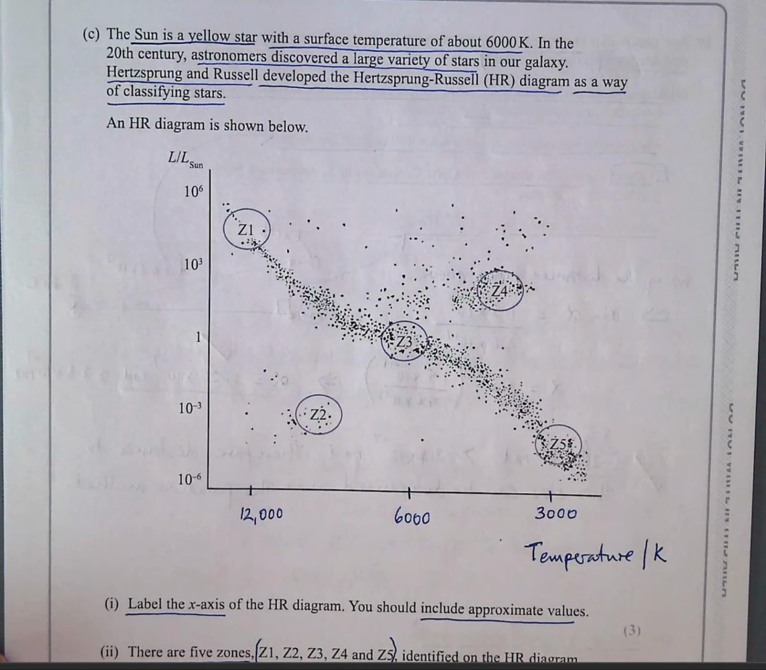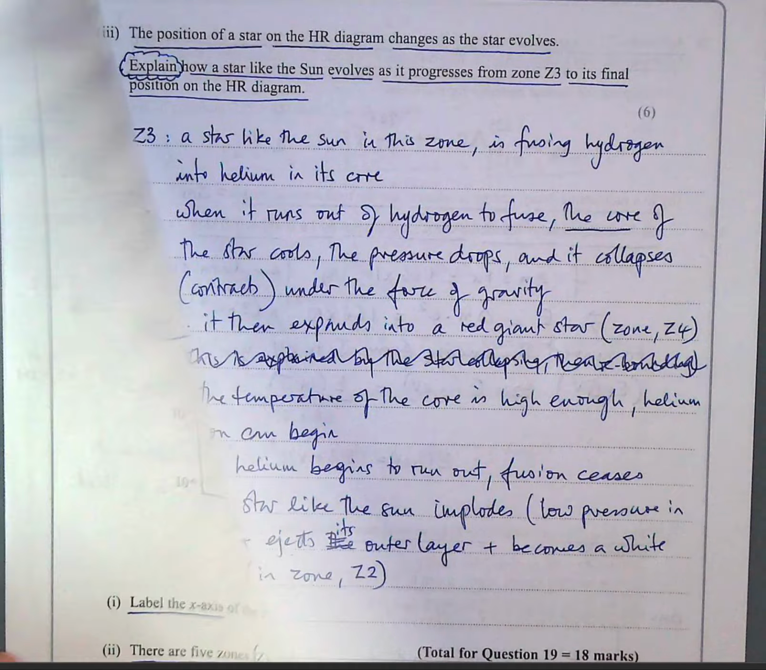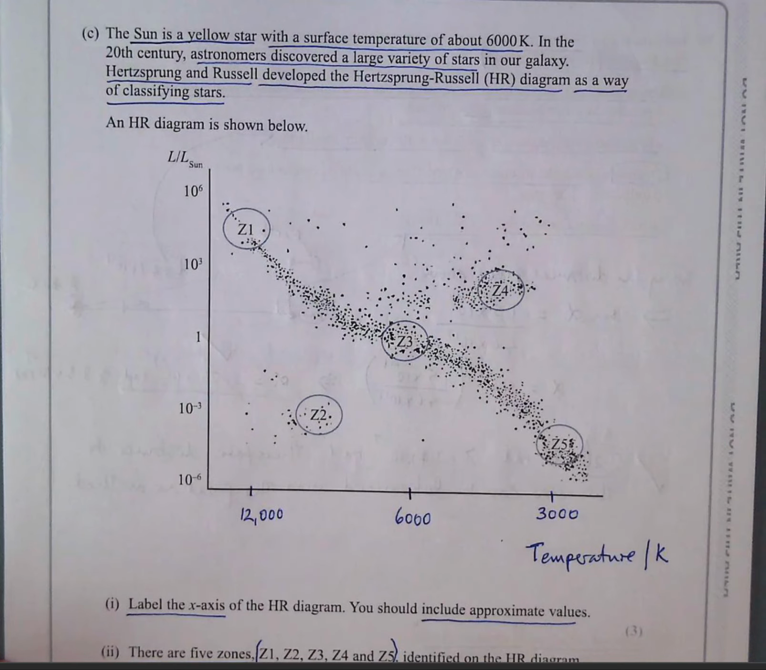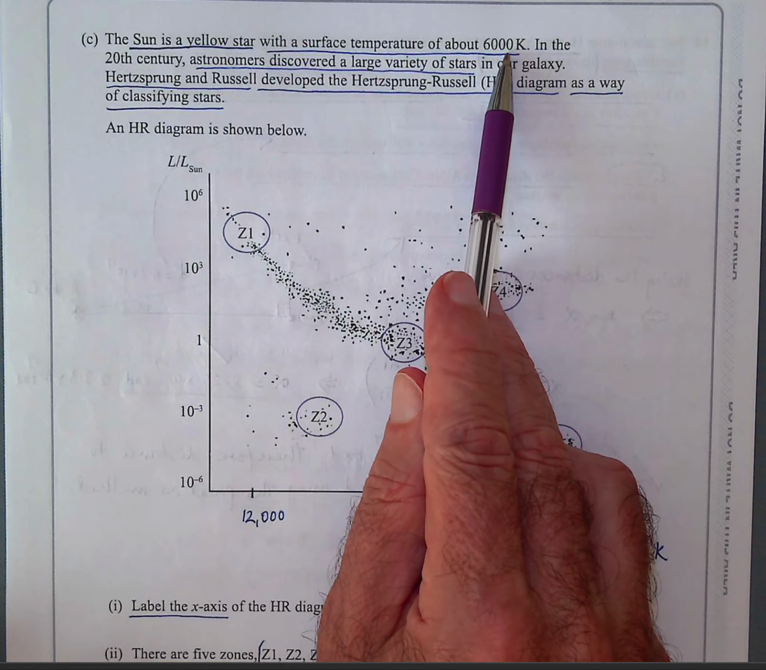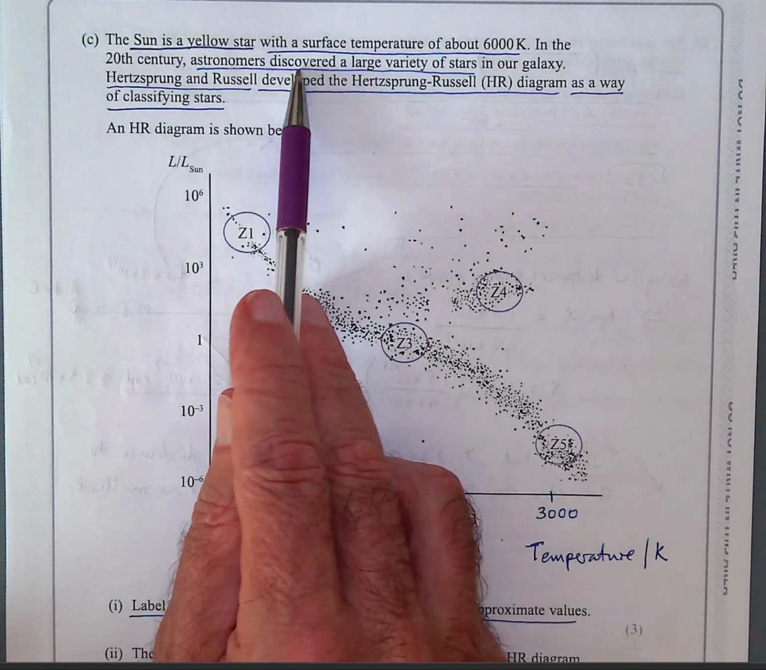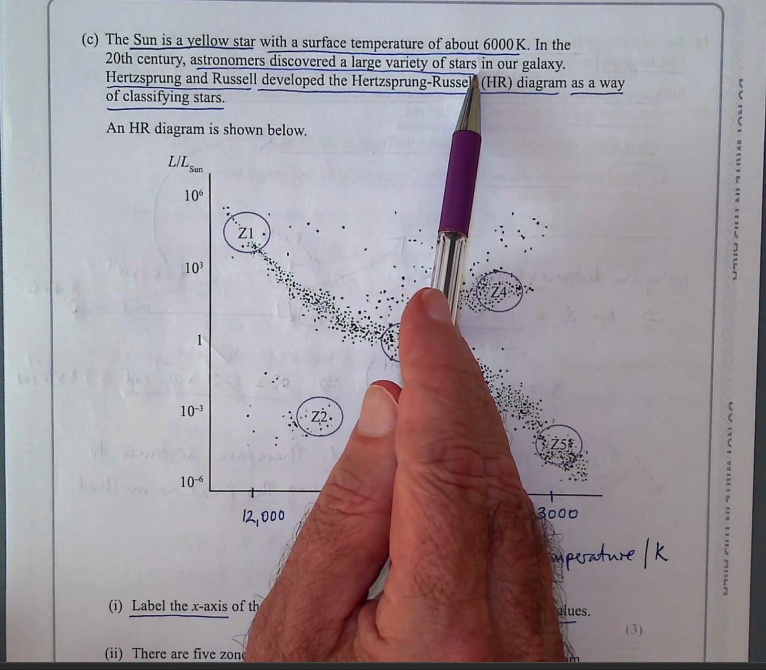Part C. Just making sure I'm going on the right page. Part C is about the Sun. The Sun is a yellow star with a surface temperature of about 6,000 Kelvin. In the 20th century, astronomers discovered a large variety of stars in our galaxy.